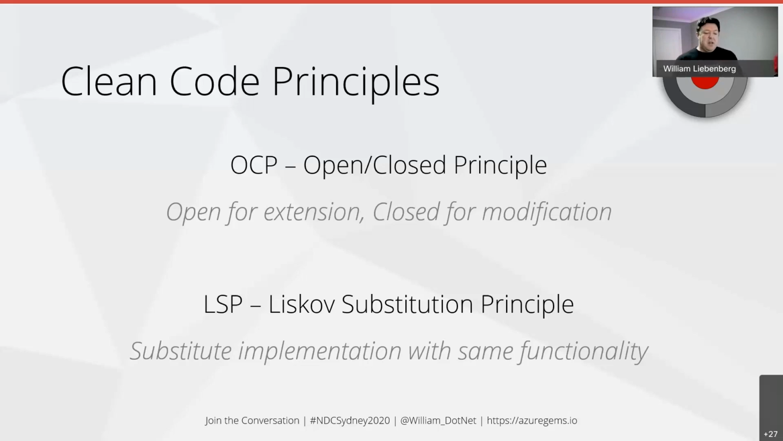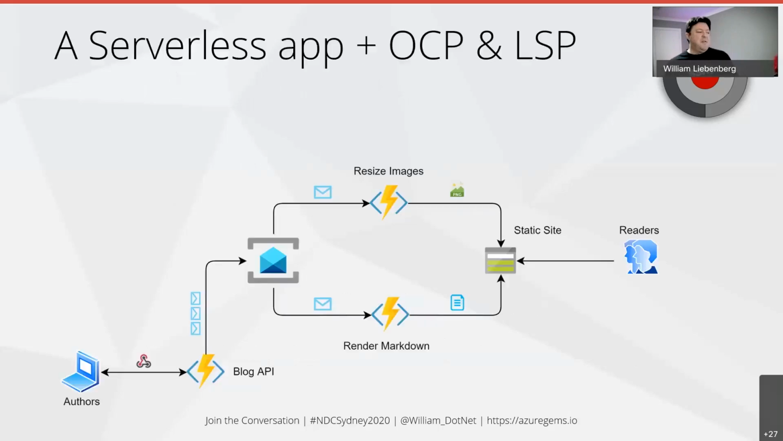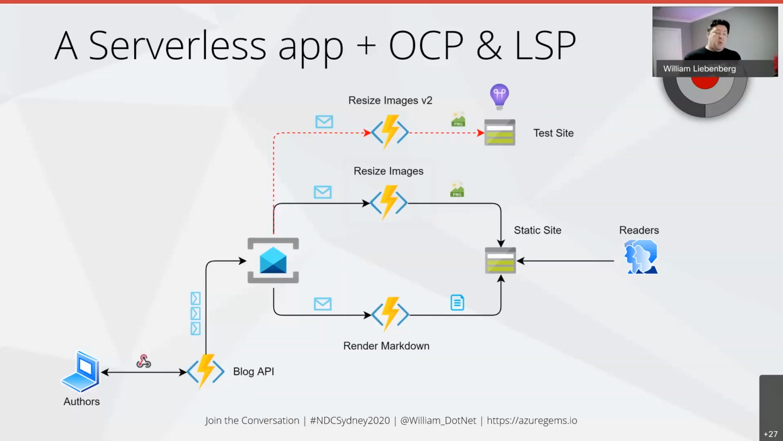And LSP, or the Liskov substitution principle, is that we can take an implementation and swap it out for something that does the same thing. Like I mentioned in our example, here's just a smaller slice of that application. With the resize images again, let's say now I want to write version 2. It does the resizing quicker, it probably has a bit higher quality, but I don't want to swap out version 1 straight away while I'm developing version 2.